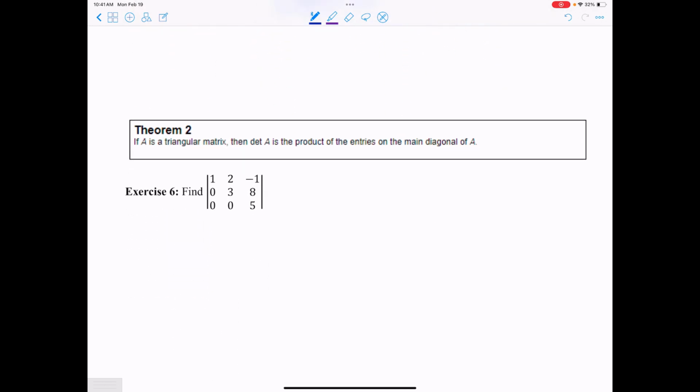If A is triangular, then the determinant is a product of the entries on the main diagonal. So recognize that this is an upper triangular because all the values below the diagonal are 0. So the determinant of this is 1 times 3 times 5, or 15.